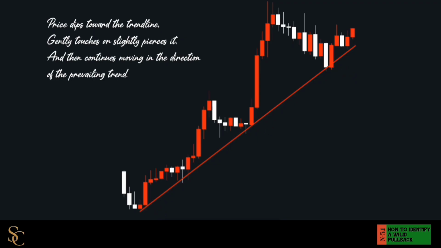This behavior indicates that the market structure remains intact, and the trend line is being respected as dynamic support or resistance, guiding the price along the trend.